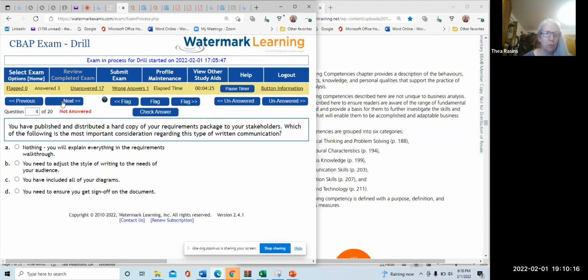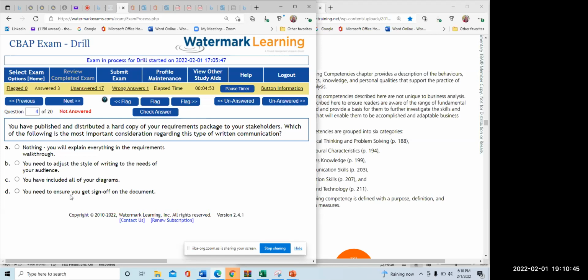You have published and distributed a hard copy of your requirements package to your stakeholders. Which of the following is the most important consideration regarding this type of written communication? Nothing. You will explain everything in the requirements walkthrough. You need to adjust the style of writing to the needs of your audience. You've included all your diagrams, or you need to ensure you get good sign-off on the document. Which of those is the most important consideration? I think B, adjust the style of writing to the needs of your audience. But what other things?